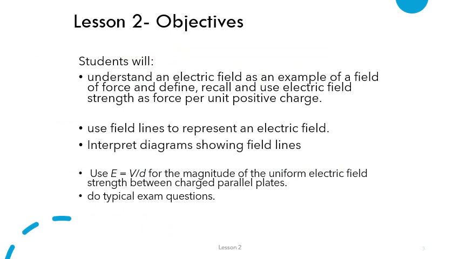On this slide you can see the objectives of today's lesson. By the end of this lesson you will understand electric field as an example of field of force. You will learn the definition of electric field and how to calculate the field strength. The second objective is the representation of electric field using electric field lines. And the last objective of today's lesson is uniform electric field and its properties. And finally, as usual, I will introduce typical exam questions that usually come for the exams.